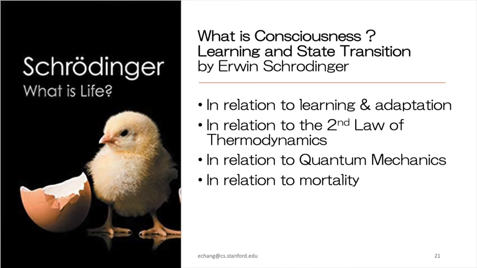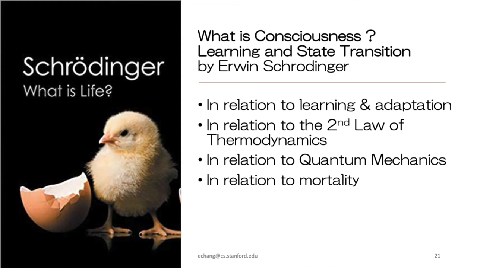So he's looking from the evolution perspective. And more specifically, he is also using physics to try to explain these two modes. The first one is the second law of thermodynamics. The second, we already mentioned, quantum mechanics and this quantum jump. And finally, he mentioned the relationship with mortality. But mortality, we will talk about in the last lecture.